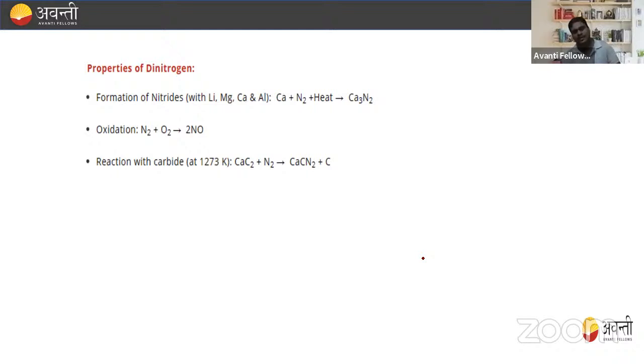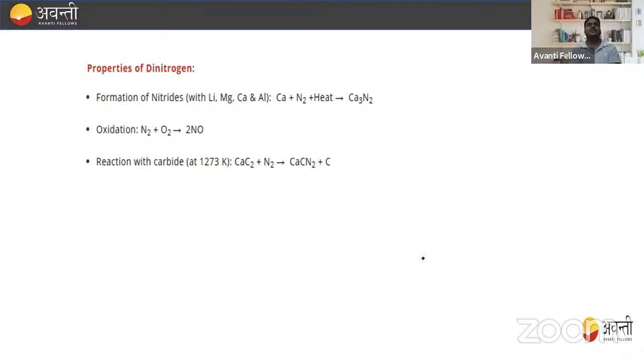All the other elements of this group, like potassium and sodium, cannot form nitrides, but lithium is the only alkali metal of group 1 that will form lithium nitride directly. Now, oxidation: when N2 is treated with O2, it will form 2NO, nitric oxide. Then reduction with carbide at 1273 Kelvin: when calcium carbide is treated with N2, it is converted into calcium cyanamide.